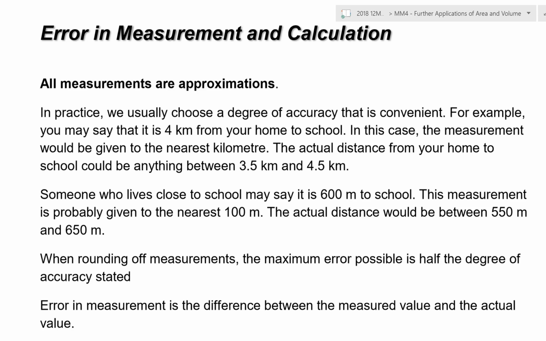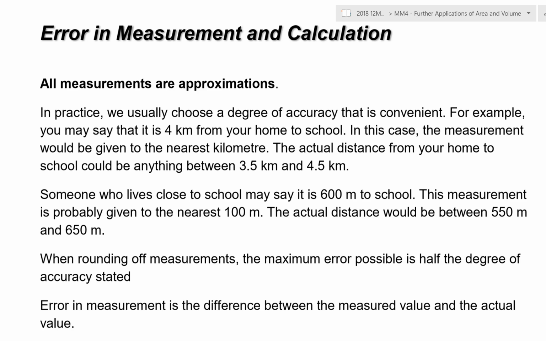Now, much of this topic is a review of things that you've learned all the way back, perhaps even in Stage 4, that's Year 7 and 8, maybe Stage 5, Years 9 and 10. Some of it's new, however. So, to begin with, the first thing that we're going to look at is error in measurement and calculation. Right, this one here, you can see it on the screen. And this is new to us.